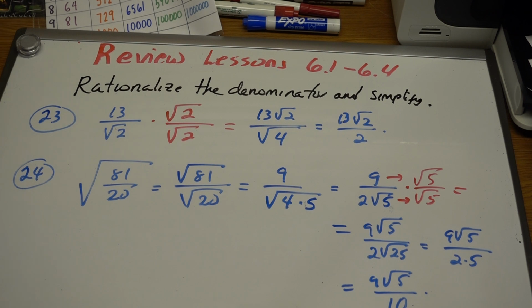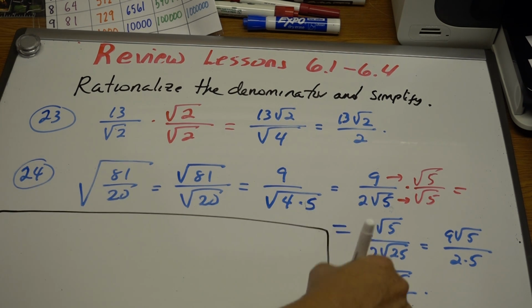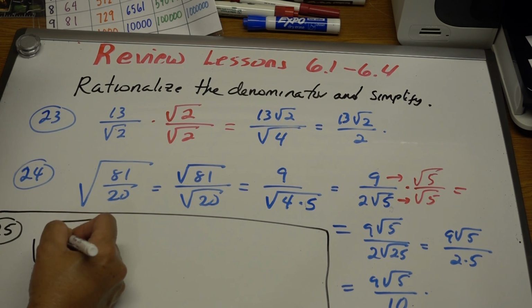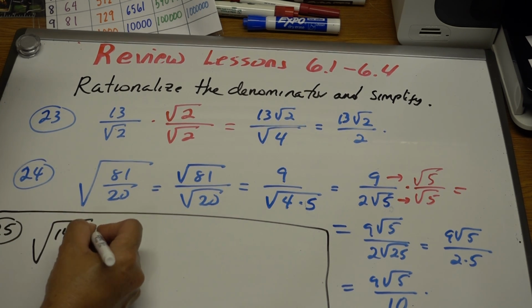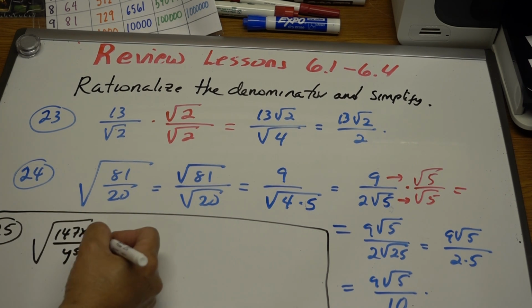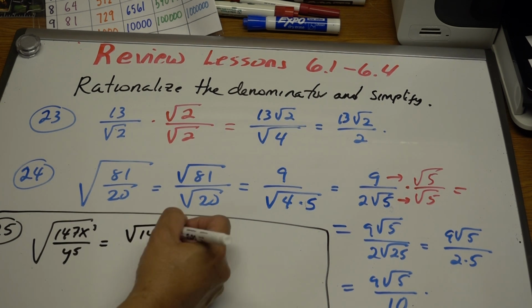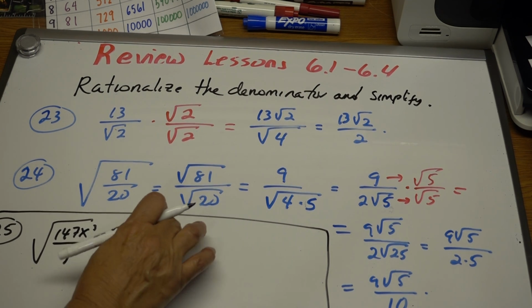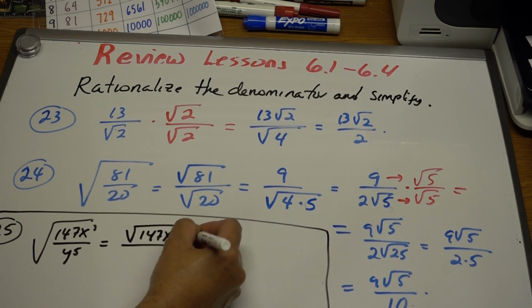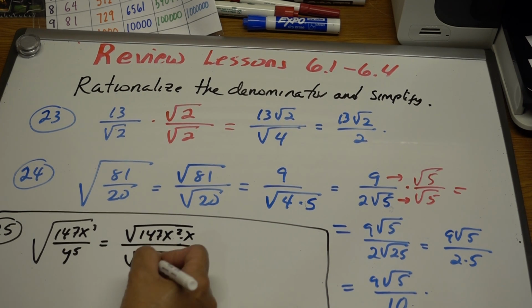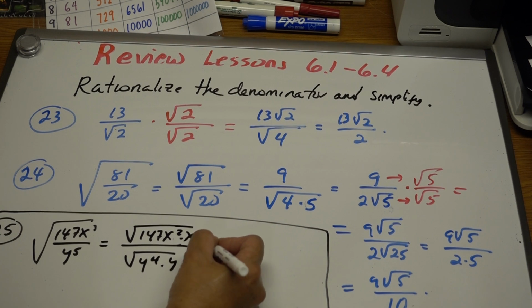Number 25, let me use another color. Number 25, we have 147 x to the third power over y to the fifth power. Everything is inside the square root. So let's separate this. The square root of 147 x to the third power over, I can write down x to the second power times x. Then this one I can write down as y to the 4th times y.